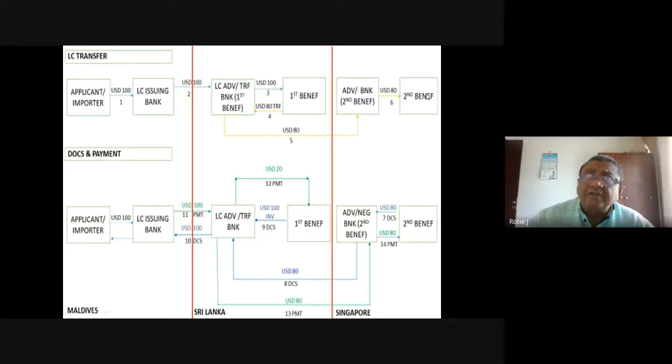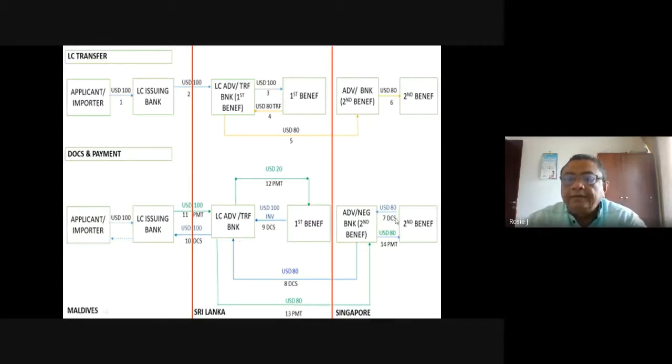Now, the second beneficiary does the shipment. Okay, and then he submits the documents. Now, the documents and payment. Now he has the documents.